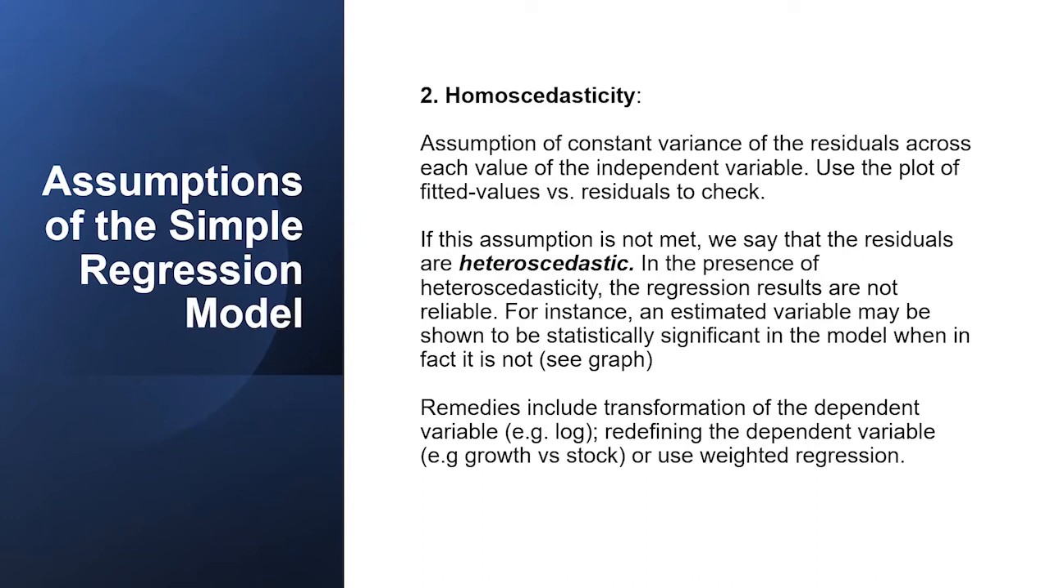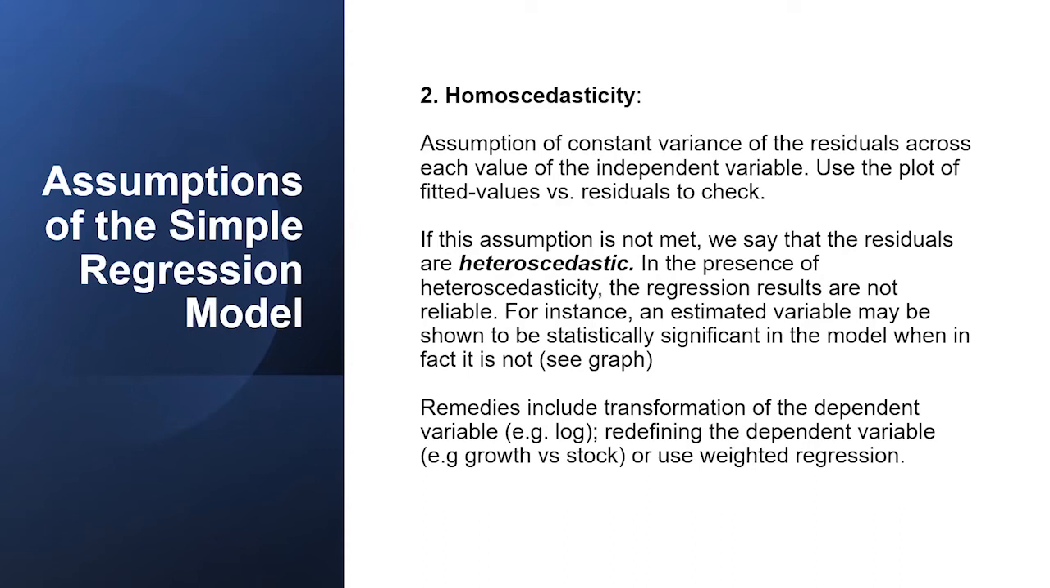For example, you may have an estimated variable that seems to be showing in the results that it has a significant relationship between the X and Y variables, statistically speaking. But in fact, such a relationship may not exist. And if you base decisions on such a model, the error there would have been that the analyst did not check for homoscedasticity and make the transformations that may have been necessary.